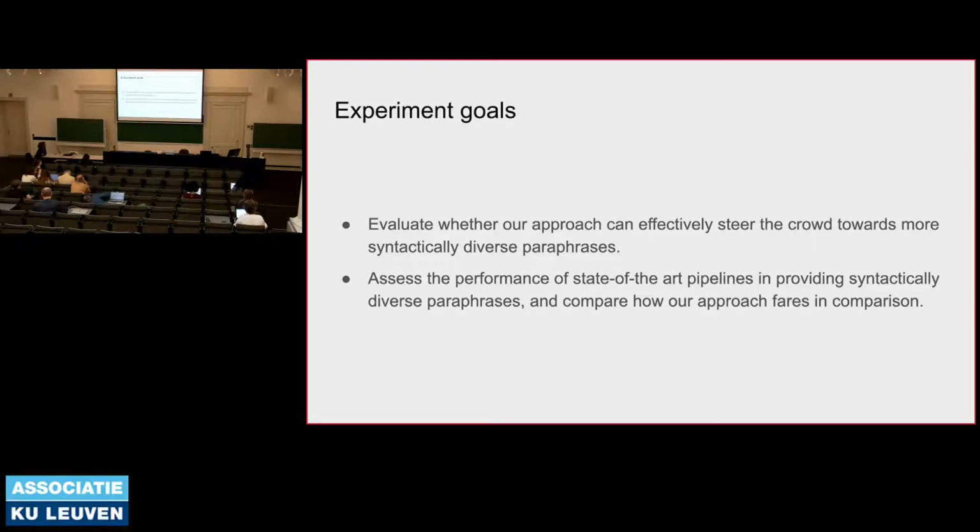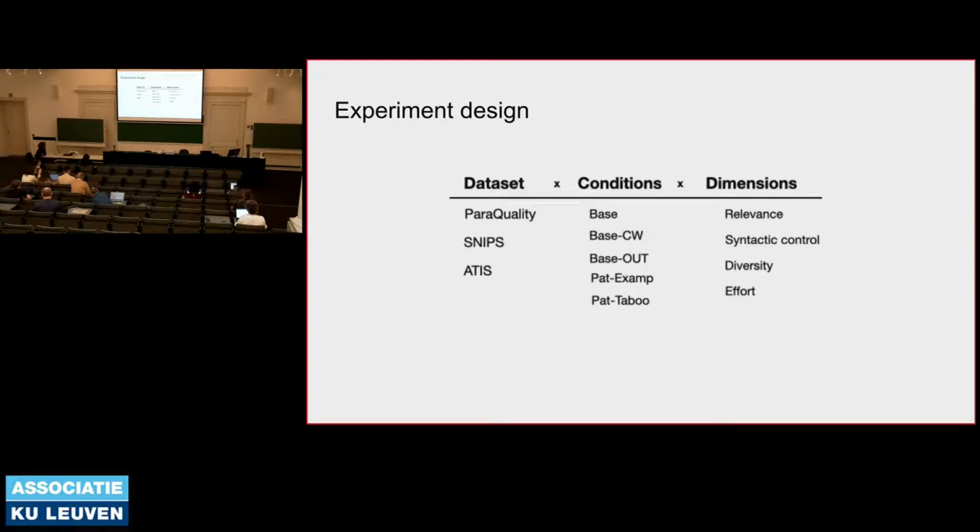The goal is to evaluate whether our approach can effectively steer the crowd towards more syntactically diverse paraphrases, and to assess the performance of state-of-the-art pipelines in providing syntactically diverse paraphrases and compare how our approach fares in comparison. For this, we run an experiment on the Toloka crowdsourcing platform. We consider seed utterances representing a broad set of intents and domains drawn from 3 different relevant datasets. Our experimental conditions compare the 2 prompts we propose against 3 baselines representing multi-stage approaches to diversity from the literature.